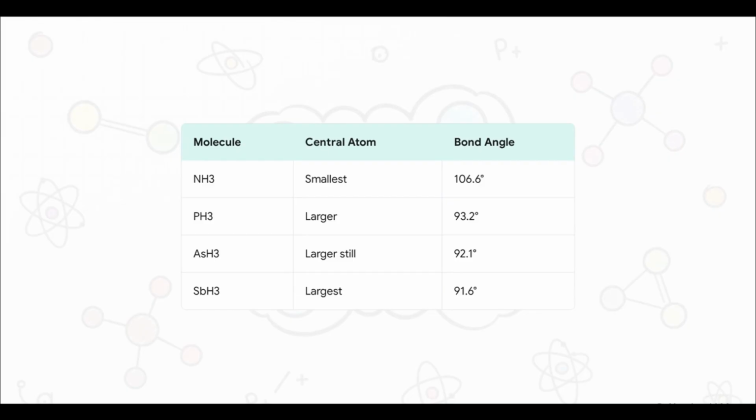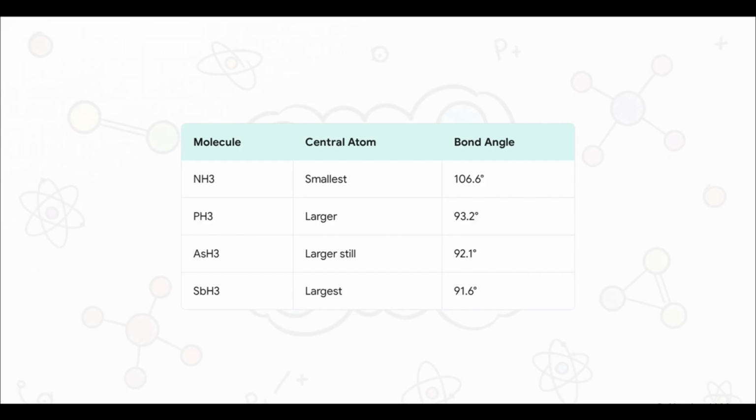Let's look at the hard data to definitively prove this negative relationship between the central atom size and its resulting bond angle. Here we have a series of molecules where the pendant atoms are always hydrogen, but we're traveling down the periodic table for the central atom. Nitrogen is the smallest, and it creates a bond angle in NH3 of 106.6 degrees. But as we move to larger central atoms, phosphorus, arsenic, and finally antimony, look at what happens. The bond angle steadily drops to 93.2, then 92.1, and all the way down to 91.6 degrees.